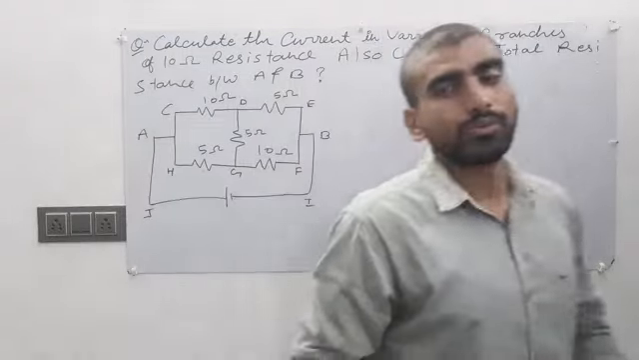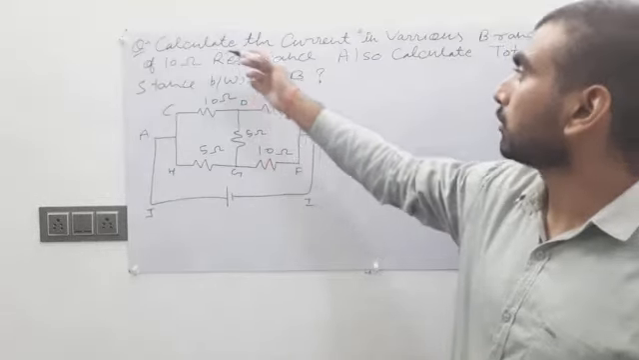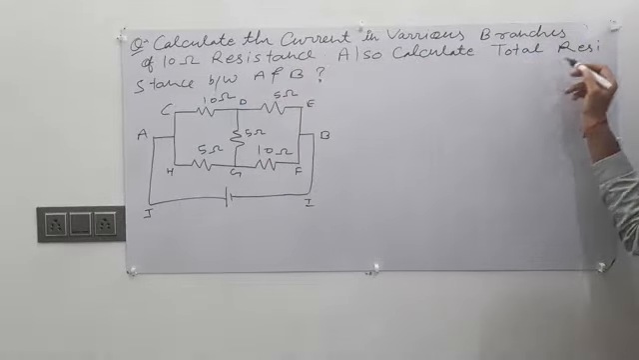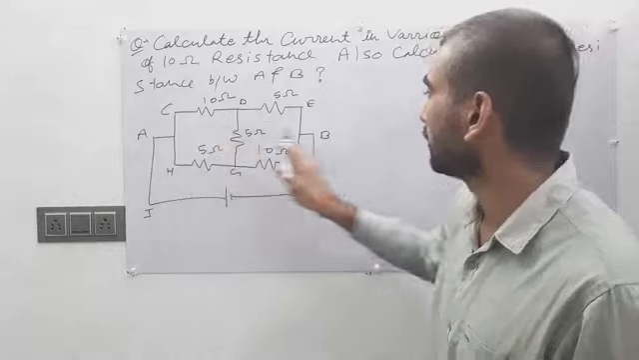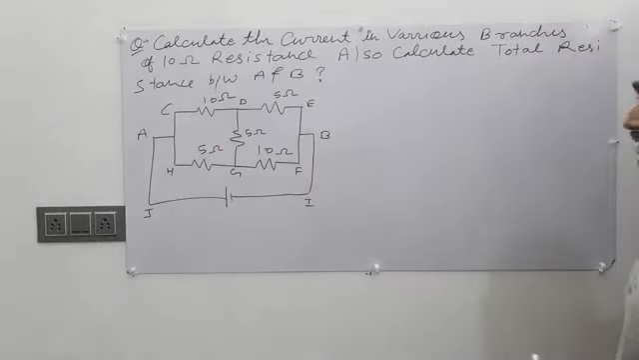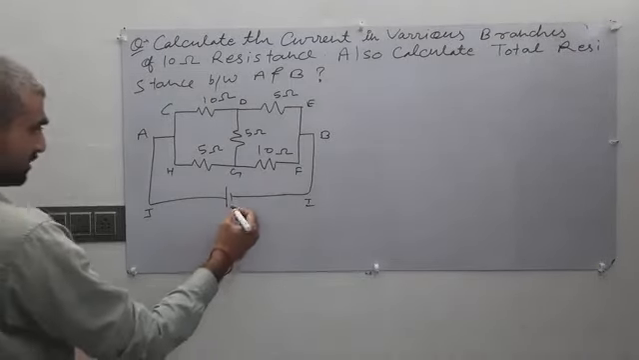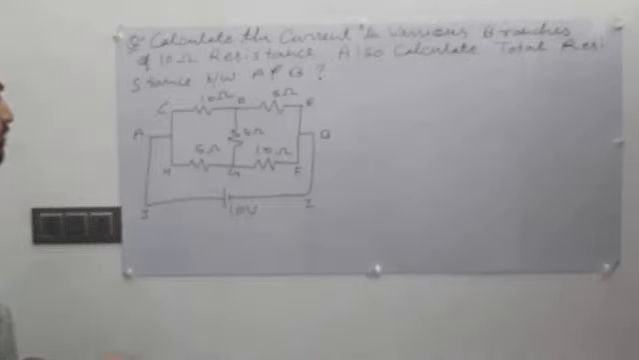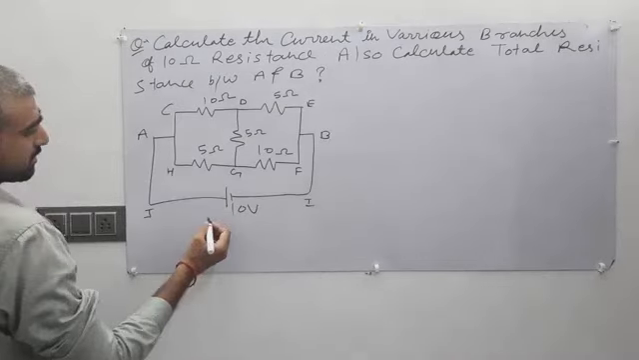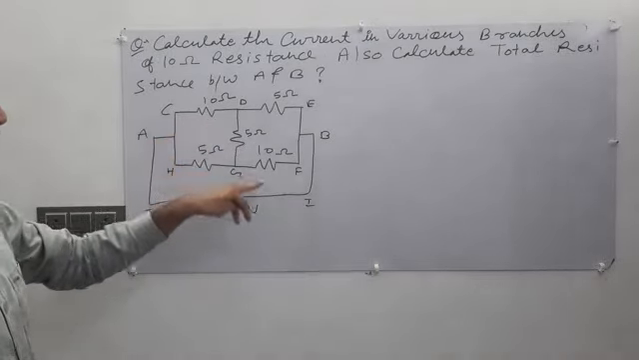Now we will take some difficult questions. This question says: calculate the current in various branches of the 10 ohm resistance. Also calculate the total resistance between A and B. Okay, this is your circuit diagram or network. These are your 10 volt batteries. That means we have to find the current in this branch and this branch.